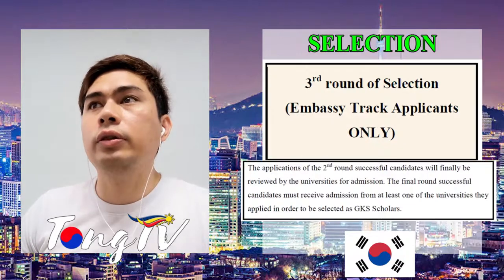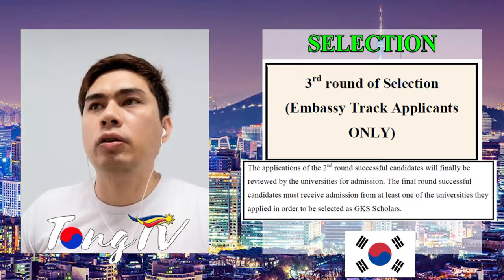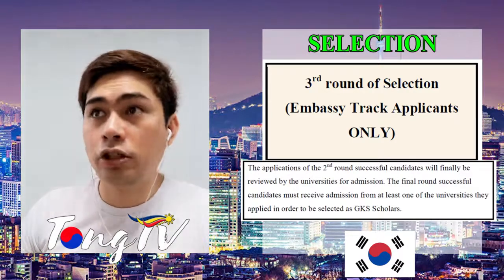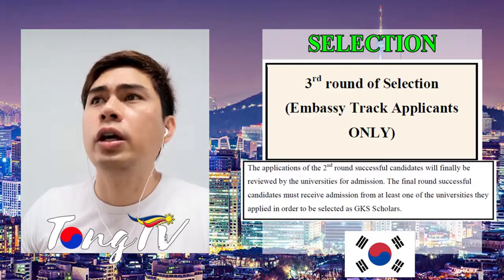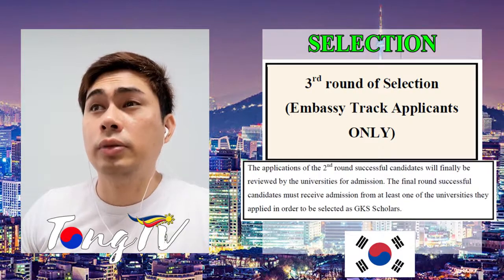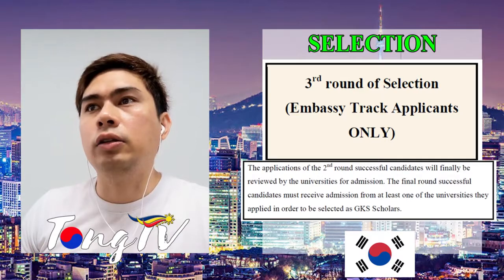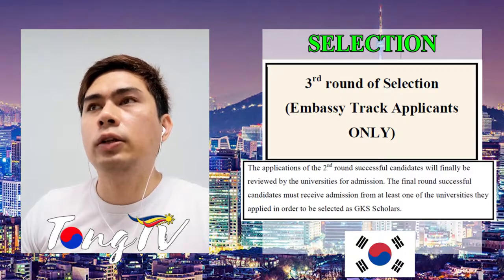The third round is for embassy track applicants only. The applications of the second round successful candidates will finally be reviewed by the universities for admission. In the final round, a candidate must receive admission from at least one of the universities they applied to in order to be selected as a GKS scholar.